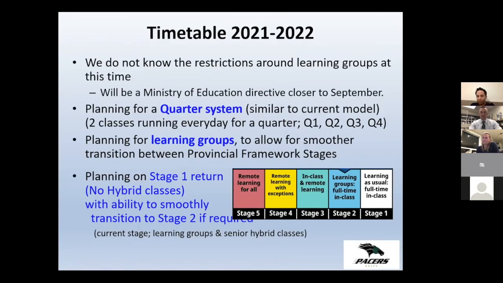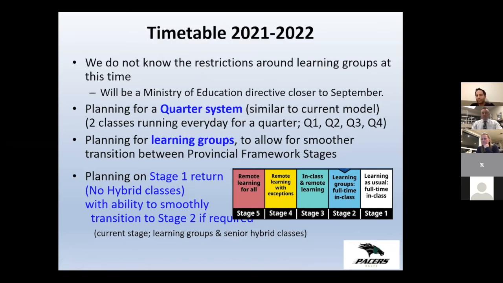A lot of you might have questions about what the schedule is going to look like next year. At this time, the ministry is planning for a quarter system similar to the current model. So 2 classes running every day for quarter 1, 2, 3, and 4. We are planning for learning groups that allow for a smoother transition. And if you look here, these are the different stages, and we're hoping eventually we'll get to stage 1, where that will be back to our normal system.